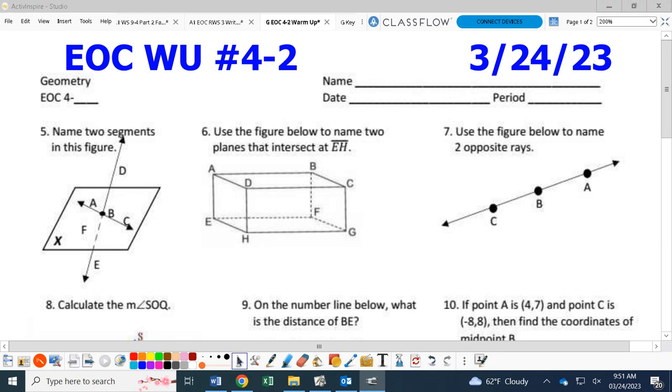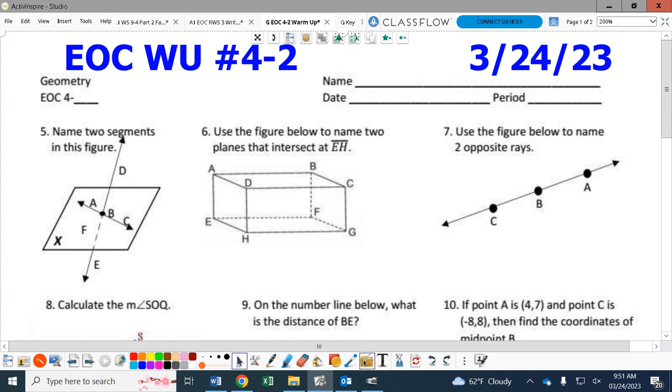Today we are going to continue our EOC warm-ups. As you can see, they are word-based problems. This is going to go back to things that we have done in the past. It is going to be a review that takes all the stuff we've done and puts it together and helps make sure that you are prepared for that EOC that is going to be coming up on May 2nd this year. So, getting started, guys.